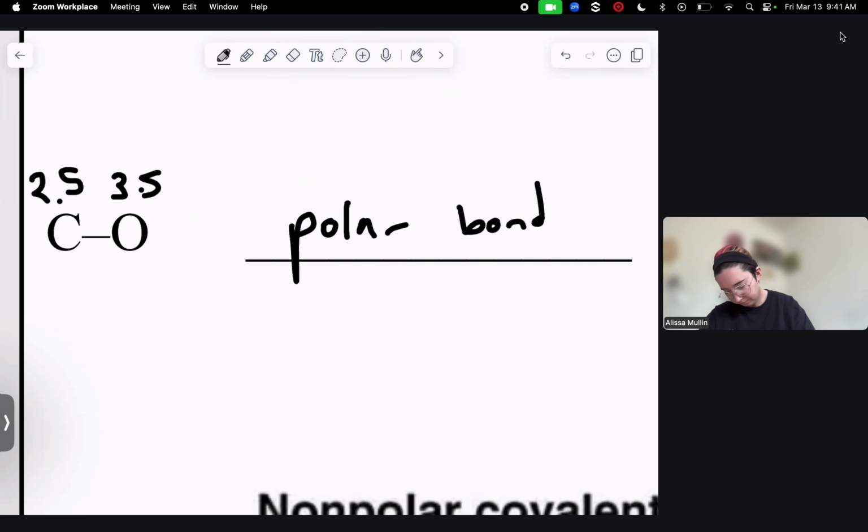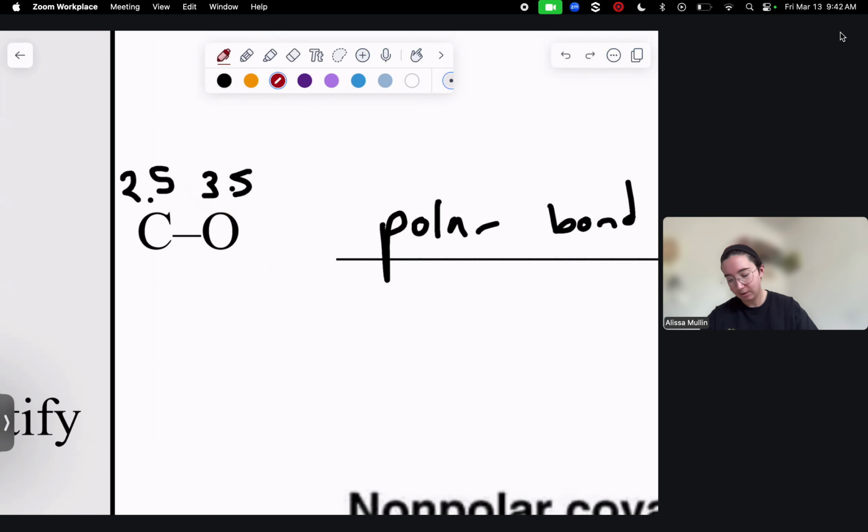Okay, and it says I want to draw partial charges on my polar bonds. So that means I want to show which side is negative and which side is positive. So when I look at these numbers, the big number means it's more electronegative. It's better at attracting electrons. So this side is where my negative charge is going to be, because that side has all those electrons. And this side is going to be partially positive. And I'll show that arrow too, just pointing towards the more electronegative side, pointing towards where those electrons are going. I just draw it alongside my bond.